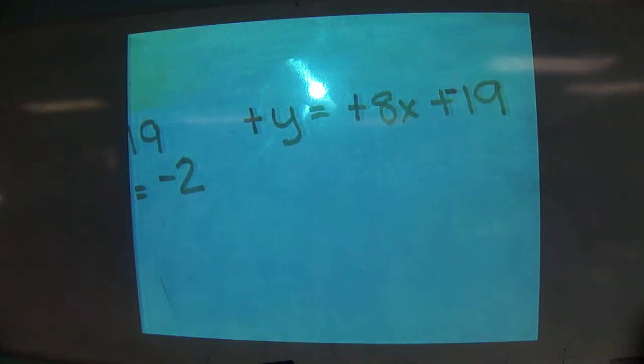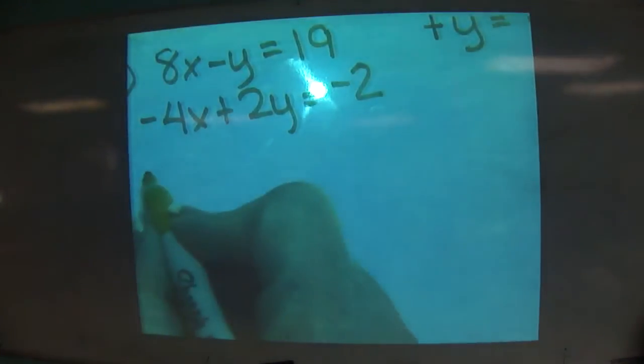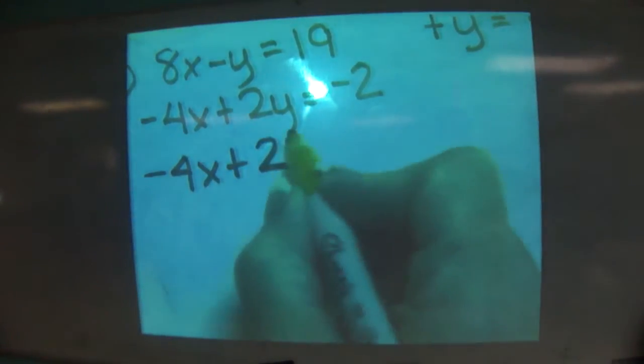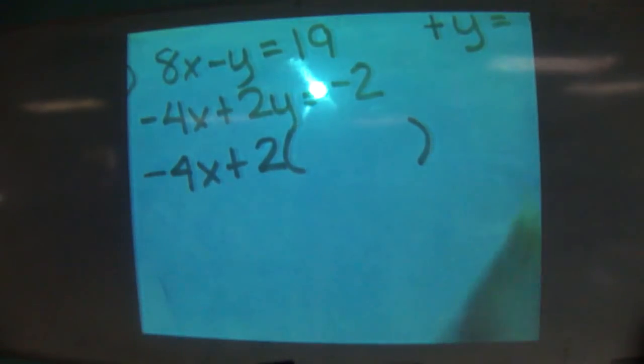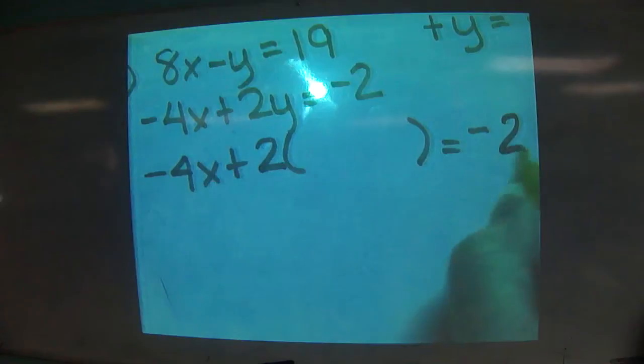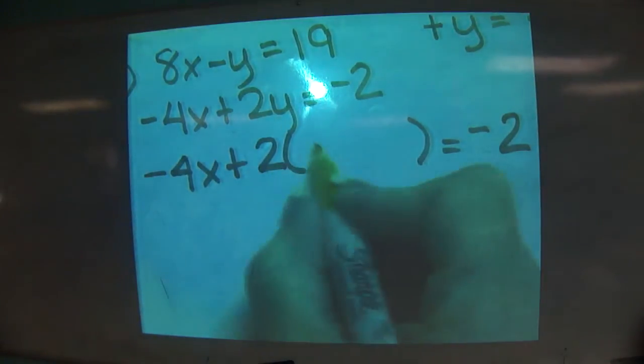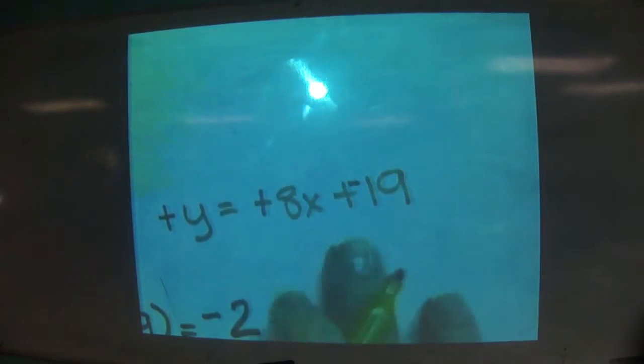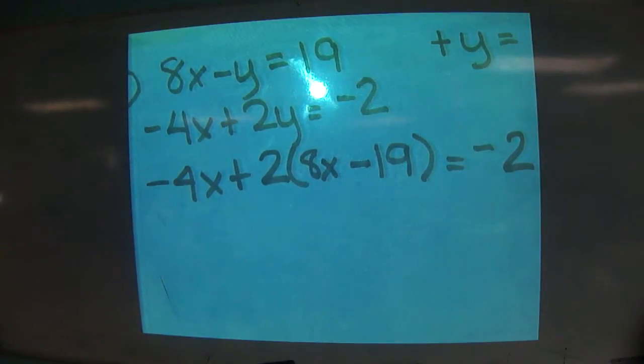Now I'm going to go to the second equation, which is negative 4x plus 2, and I'm going to substitute y, so I'm going to put big parentheses in here, equals negative 2. And what did we say y equals? 8x minus 19, because that's what we determined y equaled here. We just put it in parentheses. It's important that you put it in parentheses because the distributive property holds, meaning you've got to use the distributive property if you're substituting.